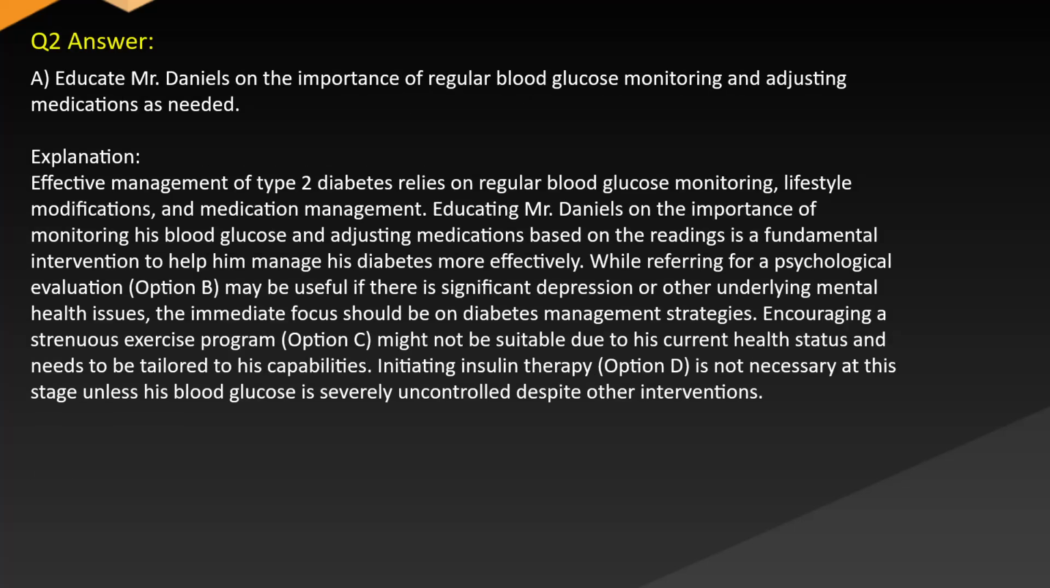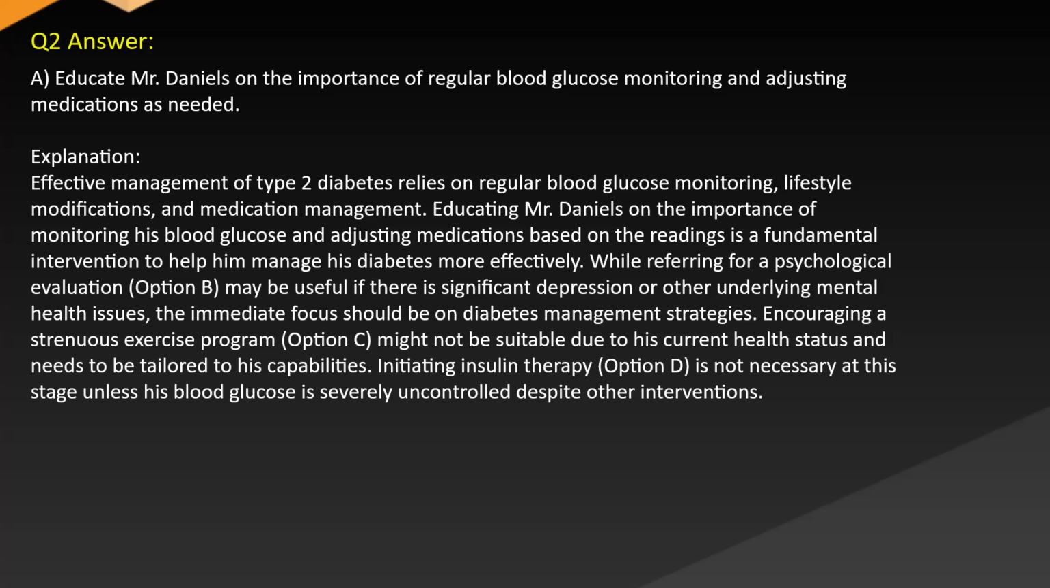Answer A. Educate Mr. Daniels on the importance of regular blood glucose monitoring and adjusting medications as needed. Explanation. Effective management of type 2 diabetes relies on regular blood glucose monitoring, lifestyle modifications, and medication management. Educating Mr. Daniels on the importance of monitoring his blood glucose and adjusting medications based on the readings is a fundamental intervention to help him manage his diabetes more effectively. Referring for a psychological evaluation, option B, may be useful if there is significant depression or other underlying mental health issues. The immediate focus should be on diabetes management strategies.